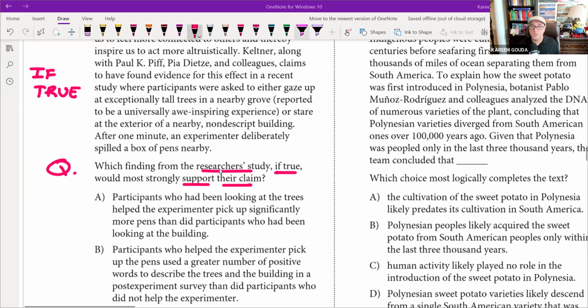Now, what are we looking for? We want a finding. So answer A, B, C, or D. One of them is that finding from the researcher's study. If true, this finding would most strongly support the claim. Now, what do we need to find? We need to find the claim. So what we're looking for is the researcher's claim. We find that in the text. And once we find the claim, we can find an answer choice that is correct for that claim. Okay, let's take a look.